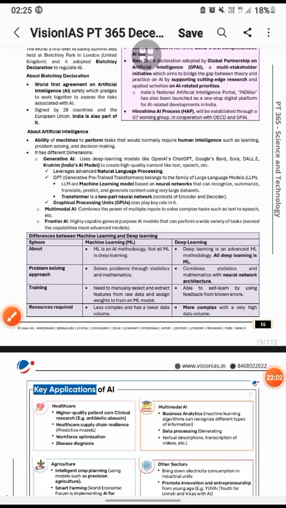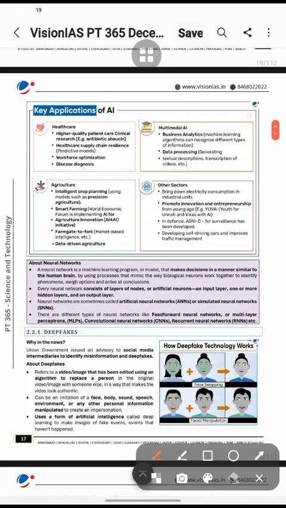AI is very useful for higher quality patient clinical healthcare, for business analytics, for electricity consumption, to promote innovative entrepreneurship, and for intelligent crop planning and smart farming, and for market-based intelligence and data-driven agriculture.